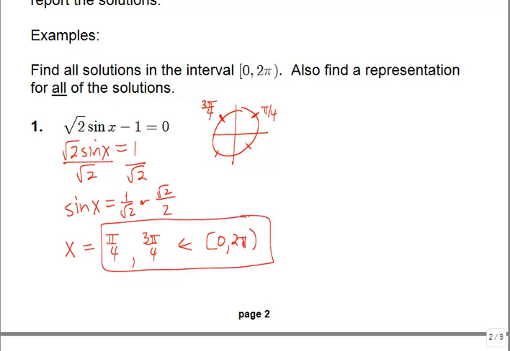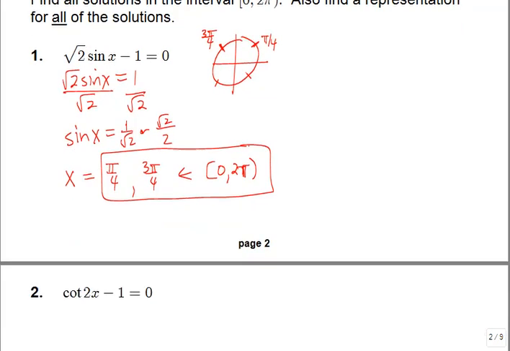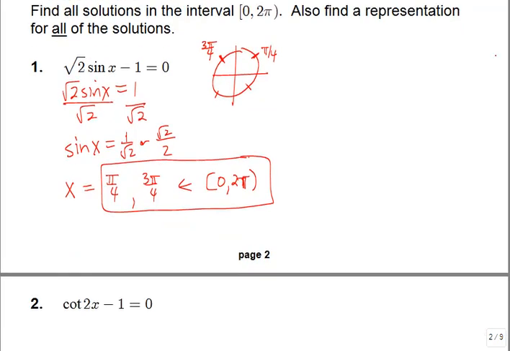Now how would we write out the solutions for all of our infinite number of solutions? Well, that's where we're going to use that generalization. Because this is a sine function, and the sine function has a period of 2 pi, that's important, what we're going to do is take these two basic solutions that we got in one revolution, and we're just going to add in a 2k pi on the side.